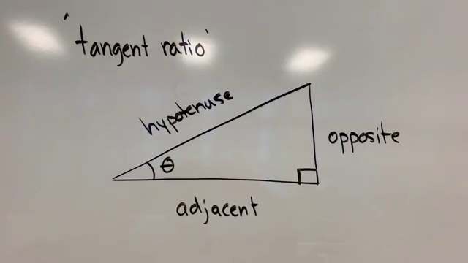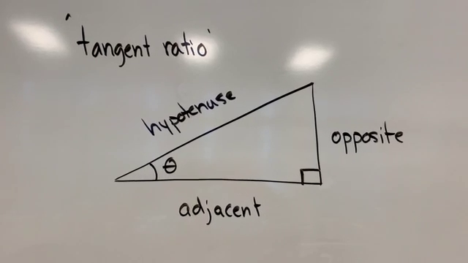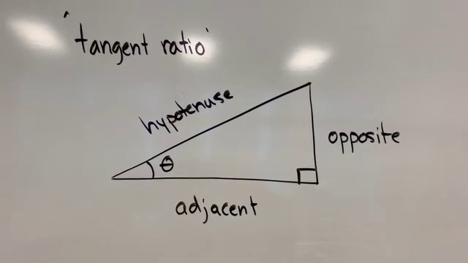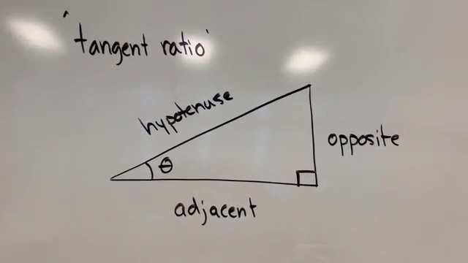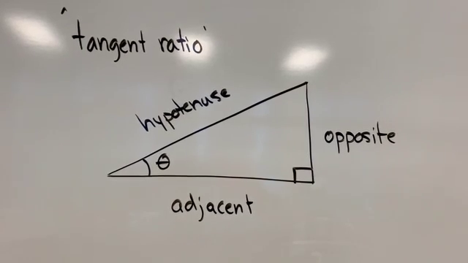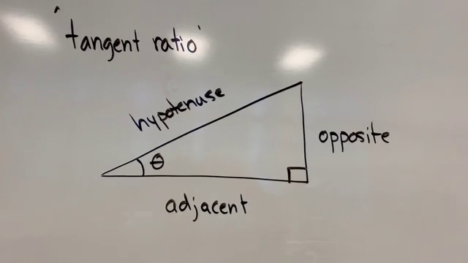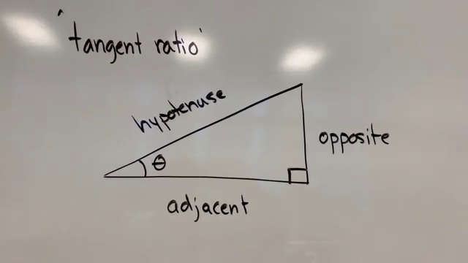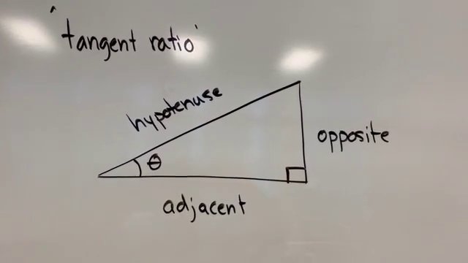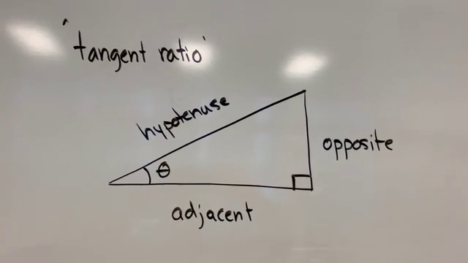But angle theta, if I decide to put it there, it means that the opposite side is the one across from it, not touching it, the only side that doesn't have anything to do with it, basically. Adjacent means, like in English, beside something. And the hypotenuse obviously has to be opposite the 90-degree angle.